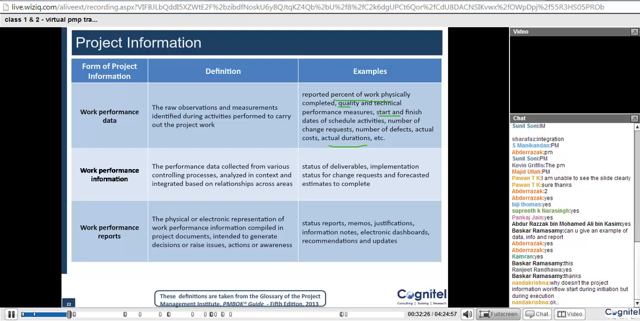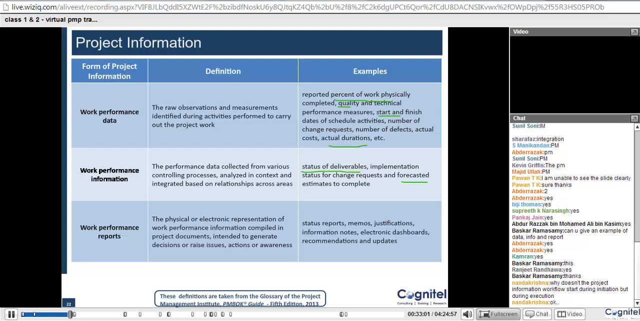Now you have the work performance information, where the data which was created here is collected from various controlling processes, analyzed in context and integrated based on relationships across areas. So overall status of deliverables, that is, the overall percentage completion of a deliverable, implementation status of a change request, or forecasted estimates to complete. Based on the data, you forecast how we are going to progress in the future.